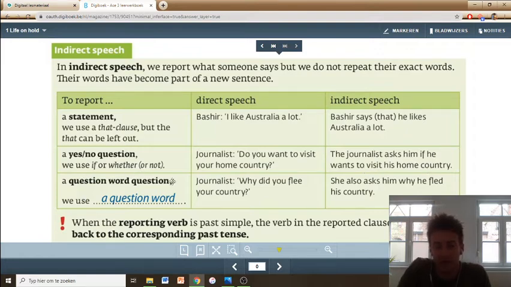The question word question then. Here we have to use a question word, and a direct speech question is here, "Why did you flee your country?" In indirect speech, this becomes: she also asks him why he fled his country.